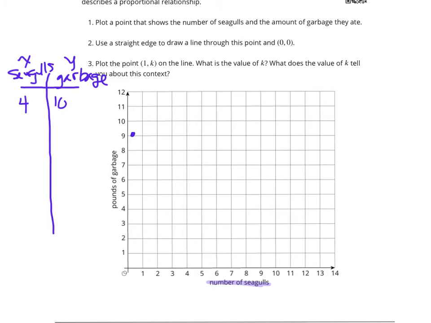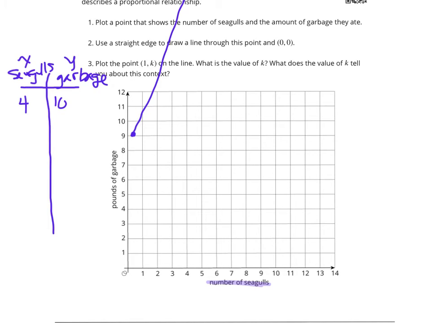0 seagulls ate 0 pounds of garbage. It says use a straight edge to draw a line through this point, through our 4, 10, and 0, 0. So a straight edge could be a ruler, or the edge of your book, or a piece of paper folded in half. Okay, and we'll draw a nice straight line through those points.